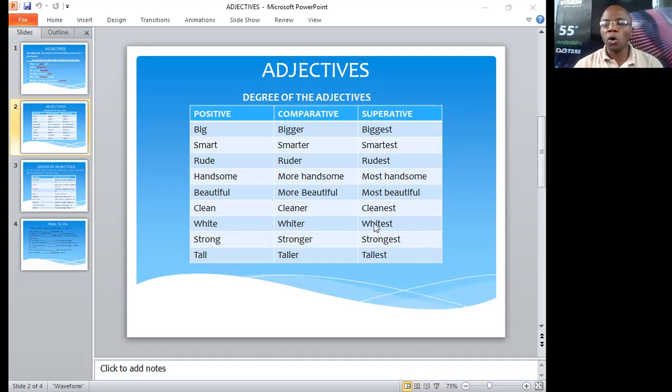The sentence will not allow some sense. Are you getting that? So we only use most for adjectives that do not take an -st at the end. Very good. Are you following that point? So far, so good. Very good.